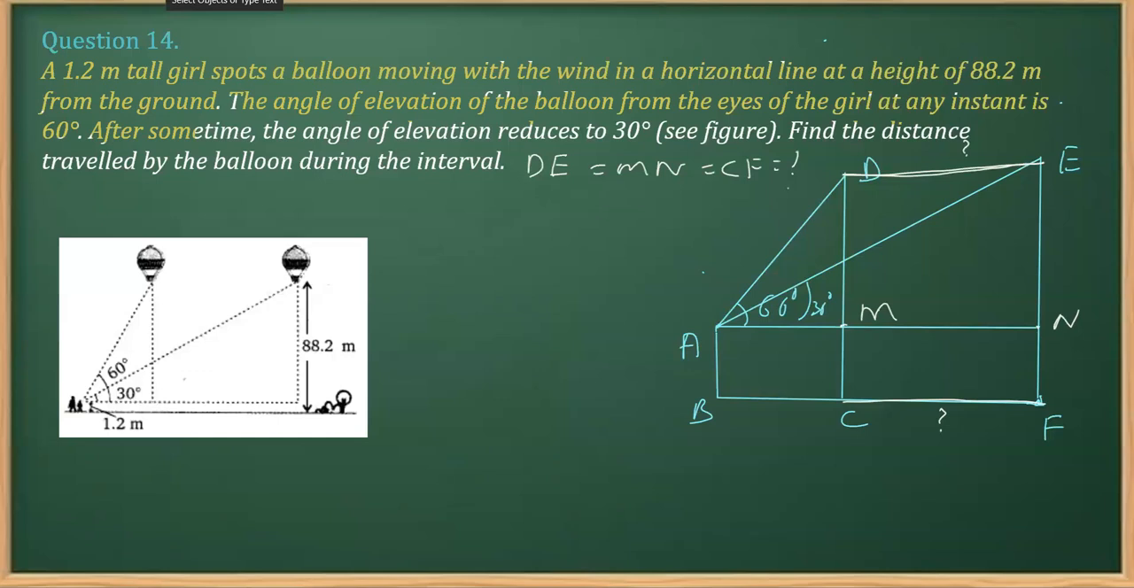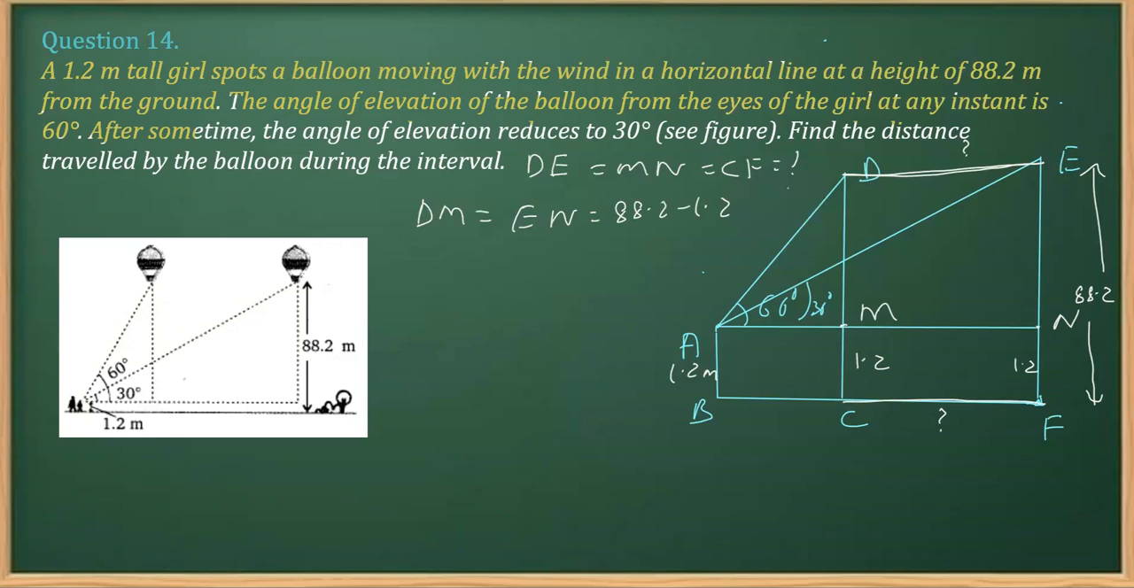Now let's write down the measurements here. The girl is 1.2 meters tall, and the height of the balloon is found to be 88.2 meters throughout. Now from the diagram, we can see that the length of DM will be the same as EN, and that will be equal to 88.2 minus 1.2, because these are 1.2 each, right?